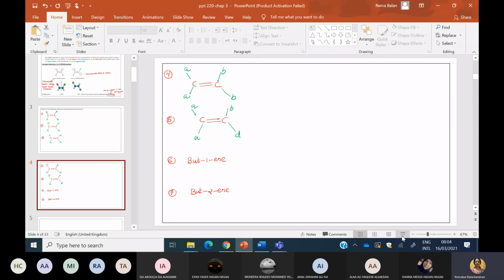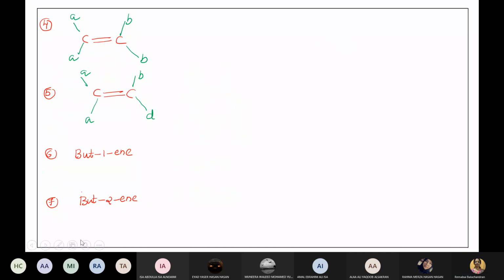So now, the next question is about butene. But-1-ene and but-2-ene, which one shows geometrical isomerism? Any idea? And you need to draw the geometrical isomers. You need to know how to draw it, because in the exam all the questions are not multiple choice.